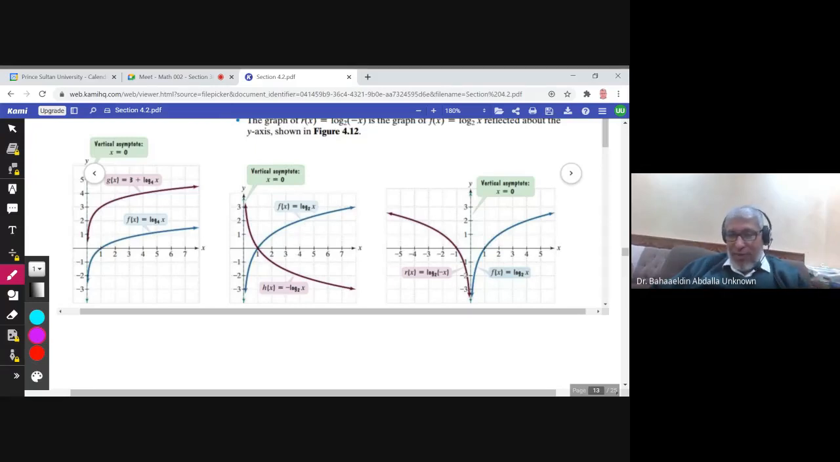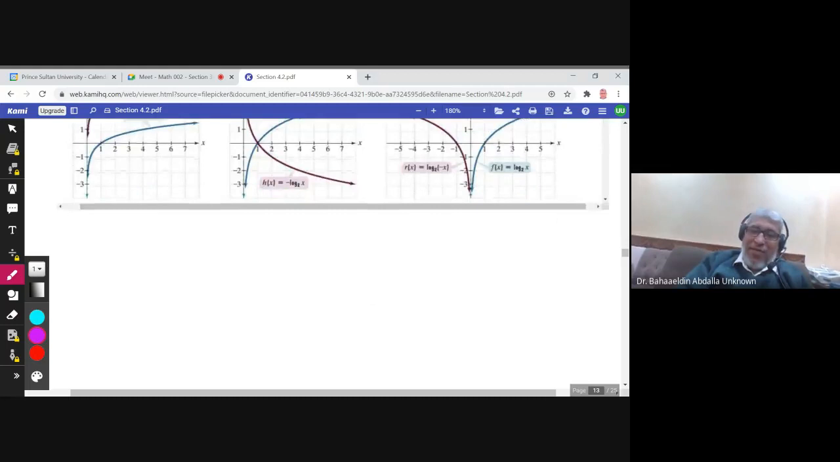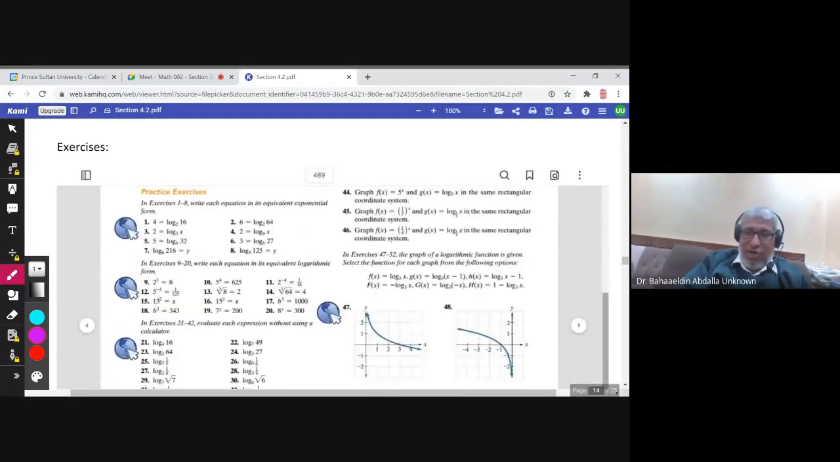Now, if you multiply x by negative, not the y, the x inside, there will be a reflection about the y-axis. The blue graph is the graph of f of x. You reflect this about the y-axis, you get the red one, which is the graph of log of negative x to the base 2. The vertical asymptote is not going to change. The x-intercept will change from 1 to negative 1. So these are examples about the transformations.